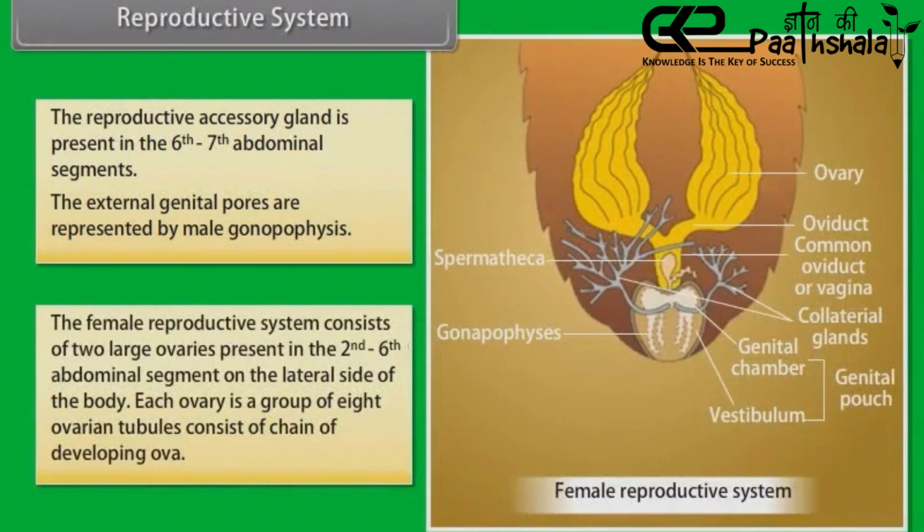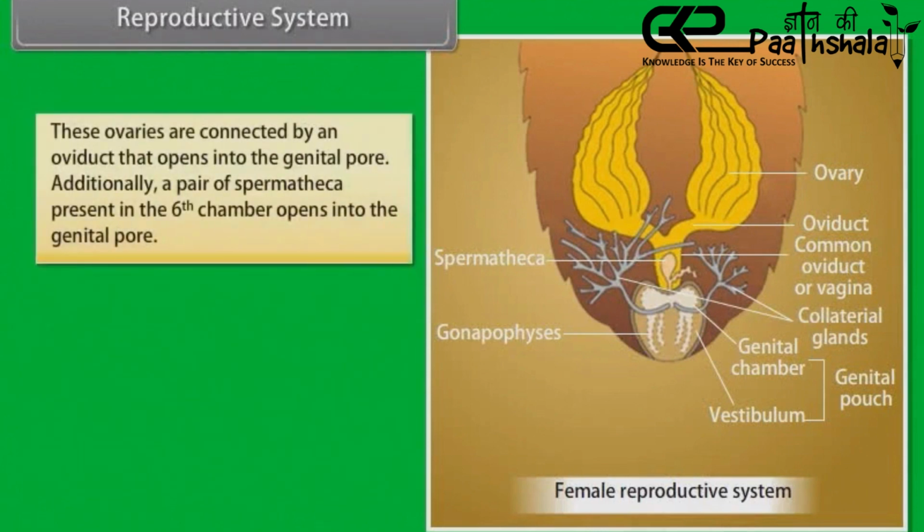The female reproductive system consists of 2 large ovaries present in the 2nd to 6th abdominal segments on the lateral side of the body. Each ovary is a group of 8 ovarian tubules, which consist of a chain of developing ova. These ovaries are connected by an oviduct that opens into the genital pore. Additionally, a pair of spermatheca present in the 6th segment opens into the genital pore.